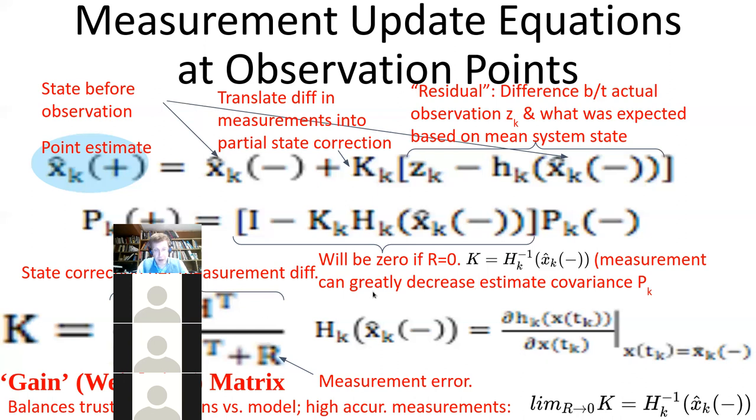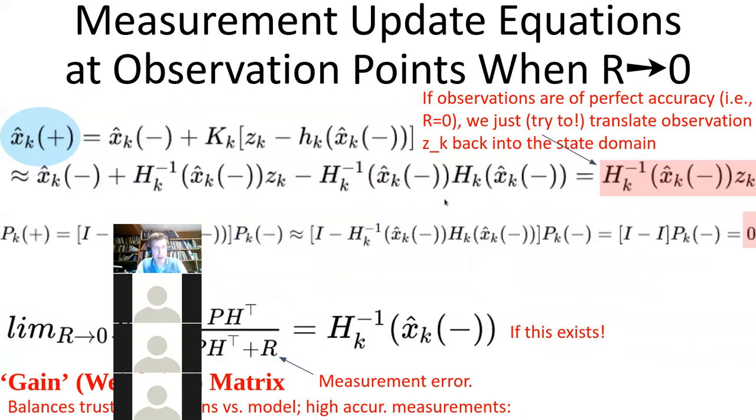And again, if we have that situation, this will go to zero, and basically after our measurement, if we have super accurate measurements, if our observations are always on the money, we'll have zero uncertainty after it. And similarly, it turns out that we'll throw away this and just use whatever the measurement is telling us. You can run through the math here, but basically we'll take the measurement of new cases, say, or new cases and new deaths, and turn that into the best matching states implied by it. I'll map it back to the state domain.